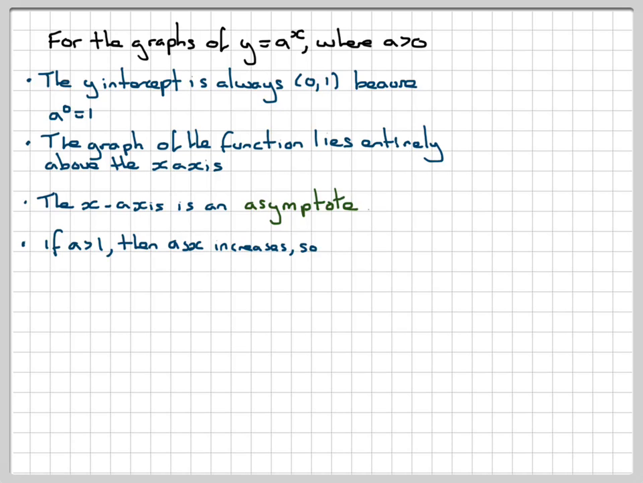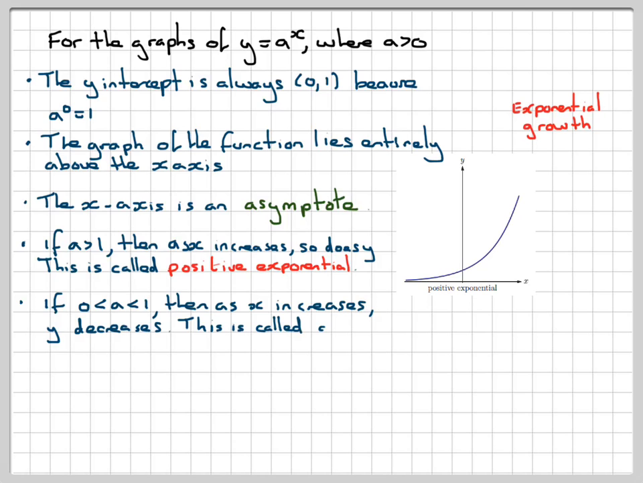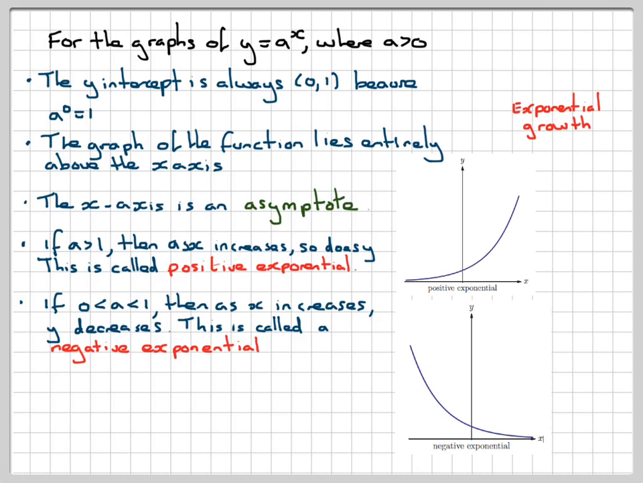If a is bigger than 1, then as x increases, so does y. This is called a positive exponential. Here we have a graph of a positive exponential, so this could represent exponential growth. If a is between 0 and 1, then as x increases, y decreases. This is called a negative exponential, and this could be used for exponential decay, something like half-life. A cannot be negative, and you might like to think about why that's so.